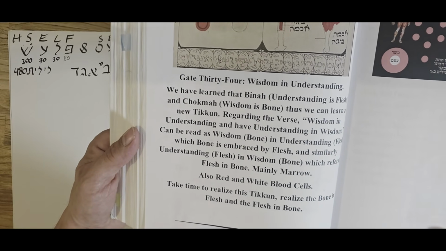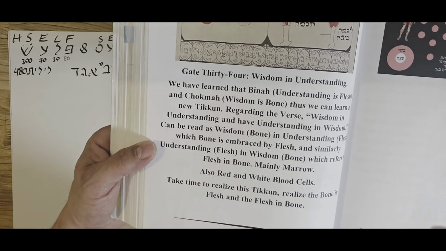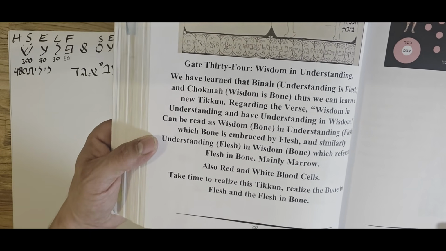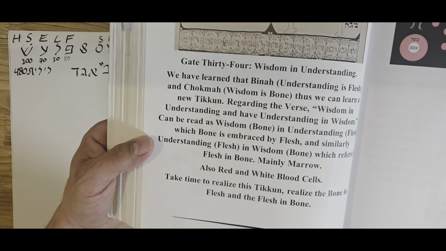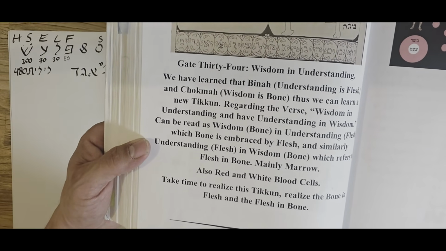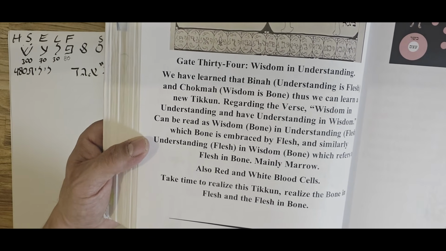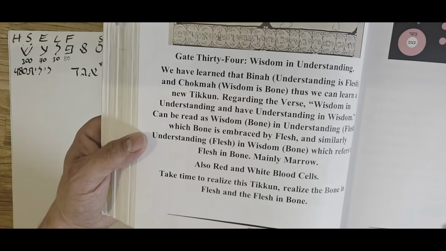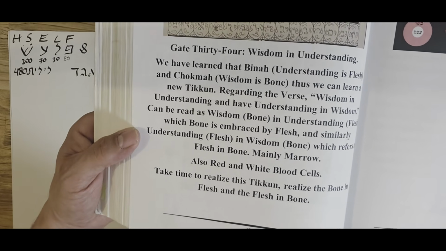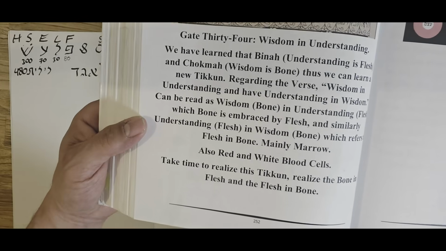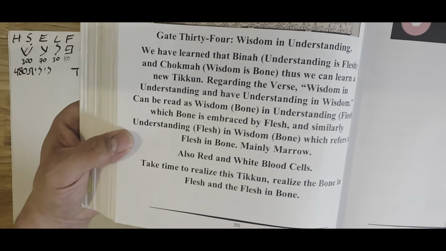We have learned that Bina, understanding, is flesh, and Chochma, wisdom, is bone. Thus, we can learn a new tikkun. Regarding the verse, wisdom and understanding, and having understanding and wisdom, can be read as wisdom, bone, and understanding, flesh, which bone is embraced by flesh, and similarly, understanding, flesh, and wisdom, bone, which refers to flesh and bone, mainly marrow. Also, red and white blood cells. Take time to realize the tikkun, realize the bone in flesh and the flesh in bone.